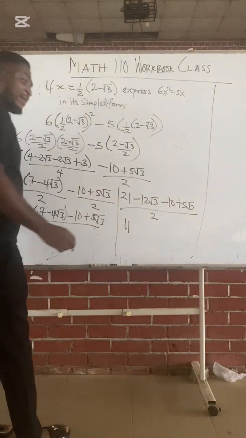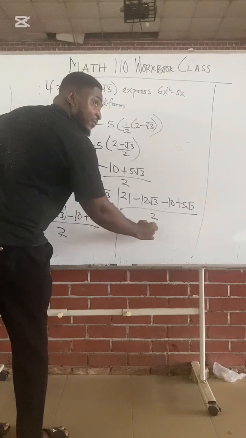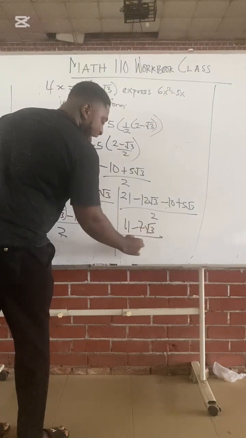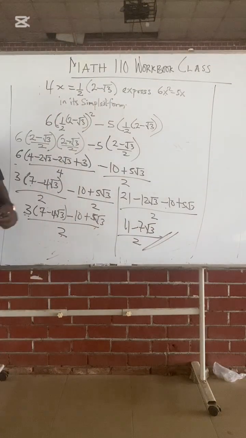Minus 12 plus 5, minus 7 root 3, all over 2. So 11 minus 7 root 3 all over 2. Final answer. Please write fast for the record. This thing, I better take care.